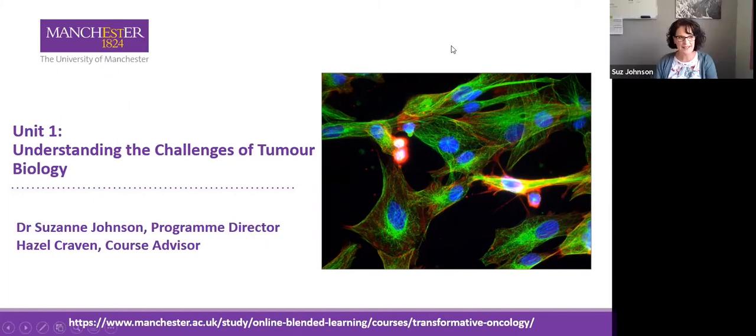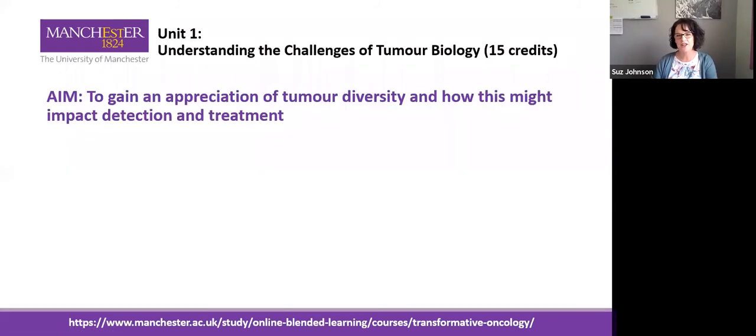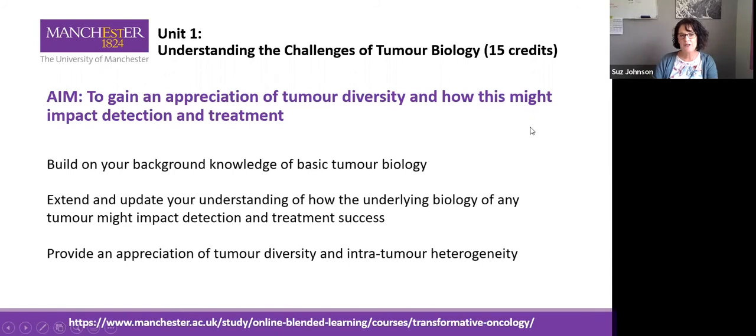Thanks, Hazel. Hi, everybody. So now we're going to explore a little bit more about the first unit. So this is all about understanding the challenges of tumour biology. The overall aim of this unit is to gain an appreciation of the tumour diversity and how this might impact on detection and treatment. It's aimed to really build on the background knowledge of basic tumour biology. So it's not going right back to the beginning of Tumour Biology 101, but really building on and learning more about what we know now, the techniques that we use to explore tumour biology now, and extend and update your understanding of how that underlying biology can impact on the detection strategies and also any treatment success.